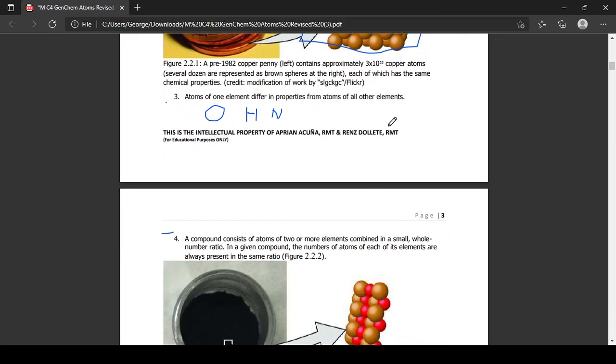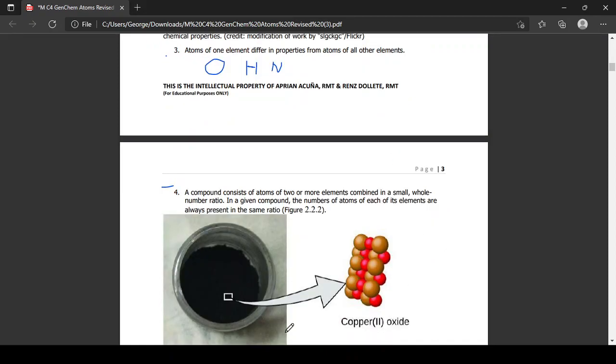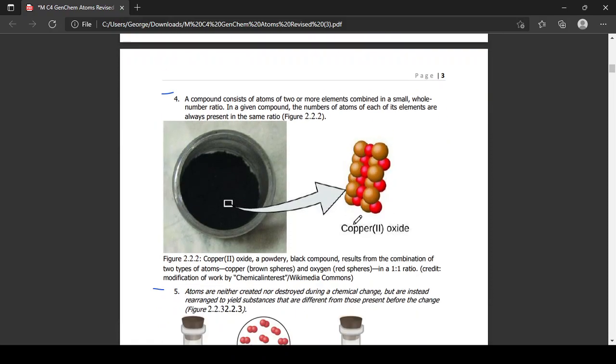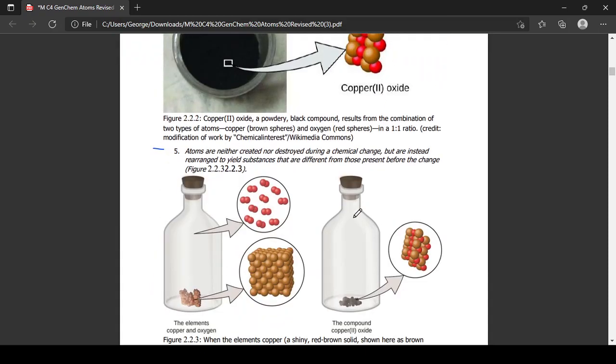And number 4, a compound consists of atoms of two or more elements combined in a small whole number ratio. In a given compound, the number of atoms of each of its elements are always present in the same ratio.